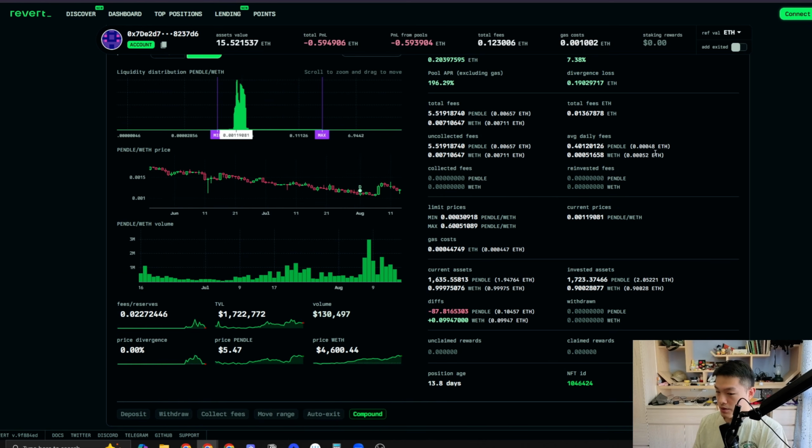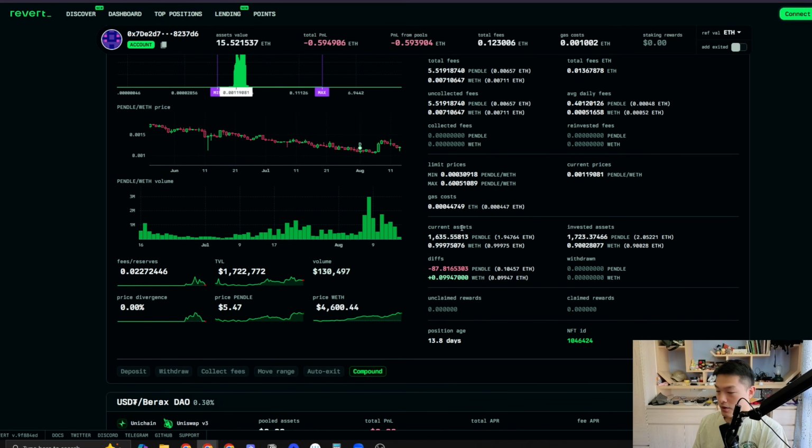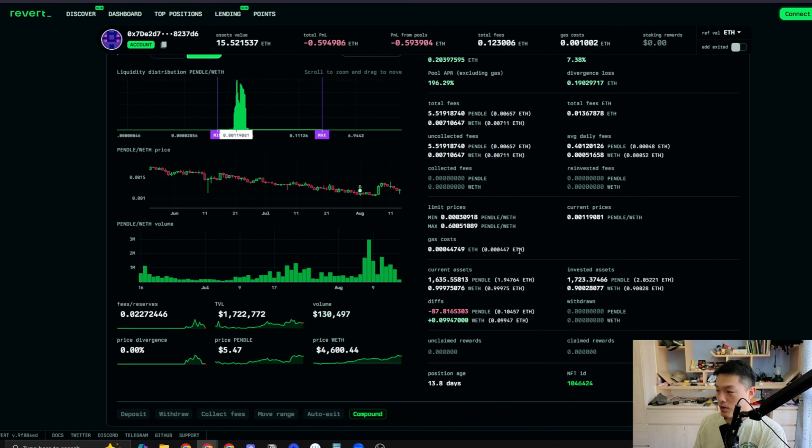Really wide ranges here. And it's still a bullish LP because if you look at this current asset here, I have more Pendle in Ethereum terms compared to the Ethereum that I deposited, right? So I'm trying to bet on Pendle's outperformance. And as Pendle outperforms Ethereum, I would be able to stack more and more Ethereum profit.